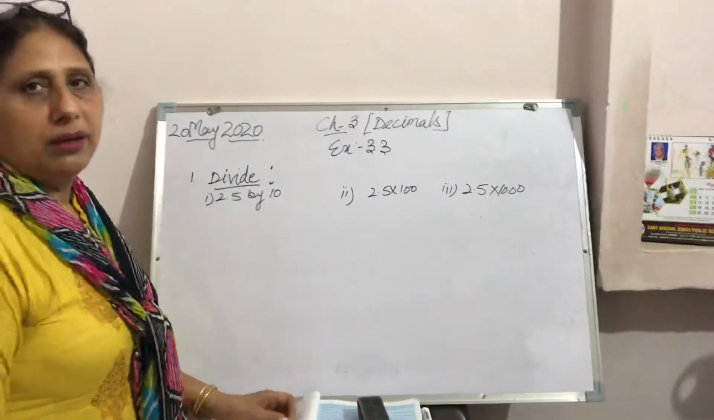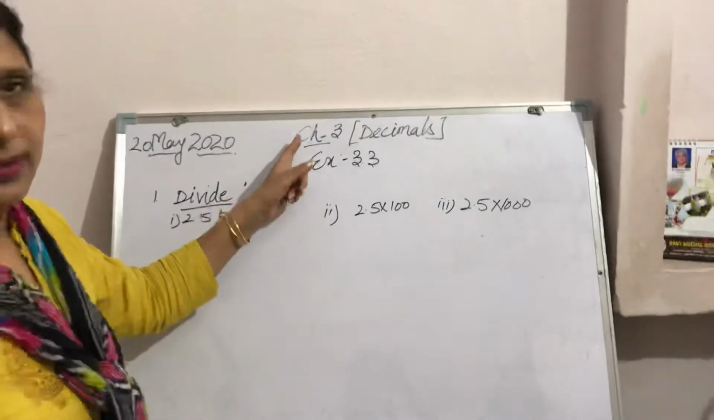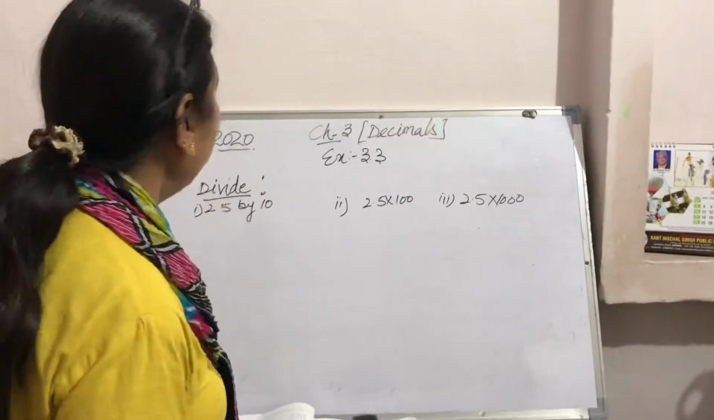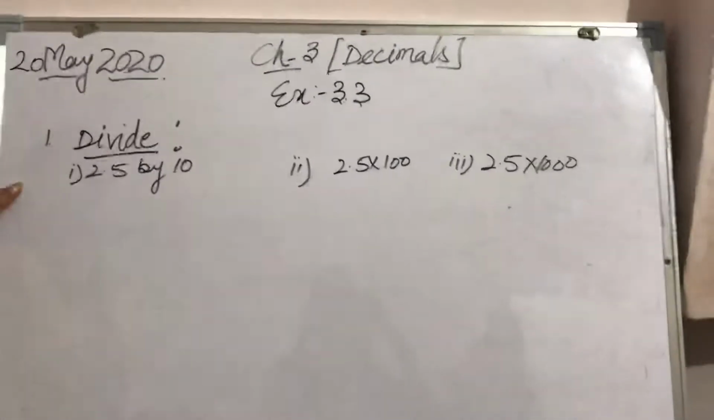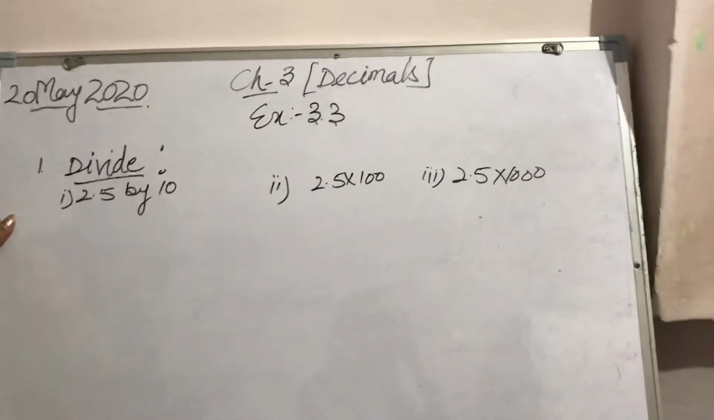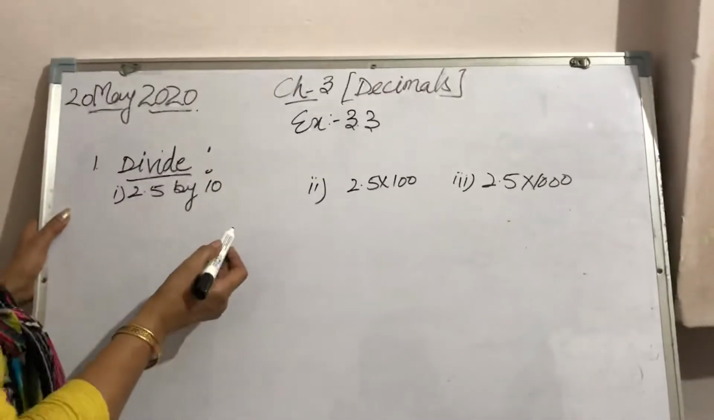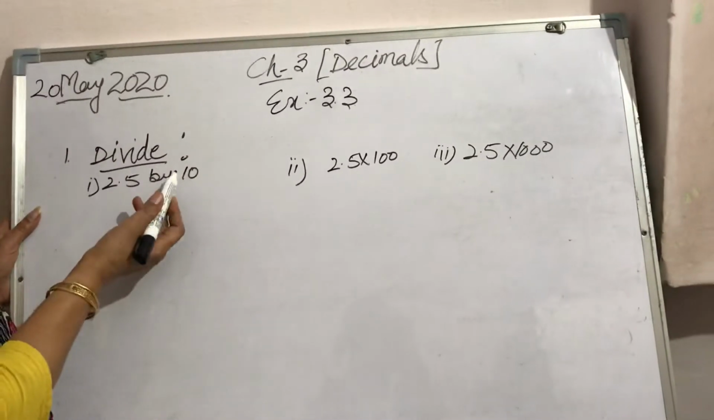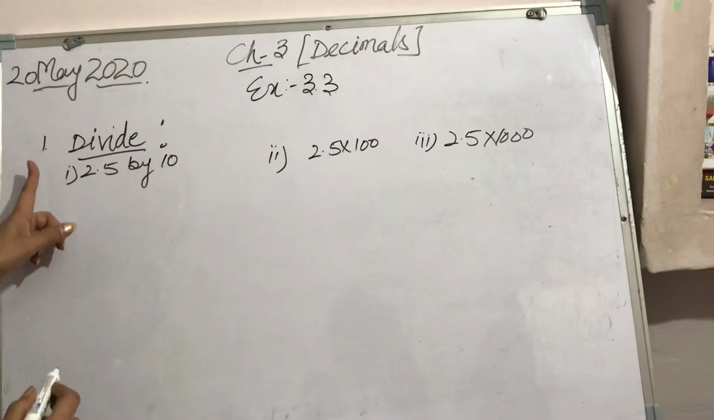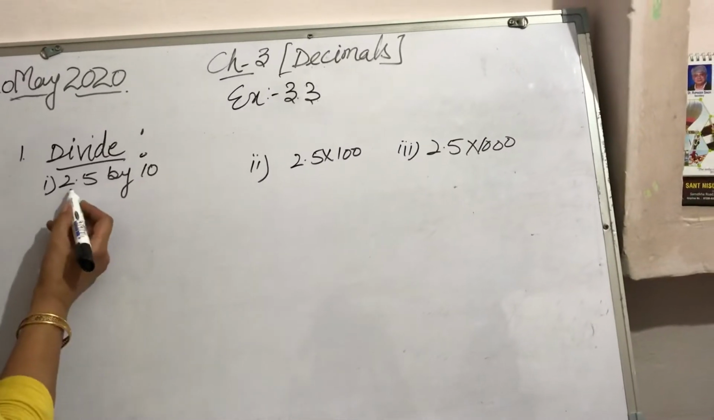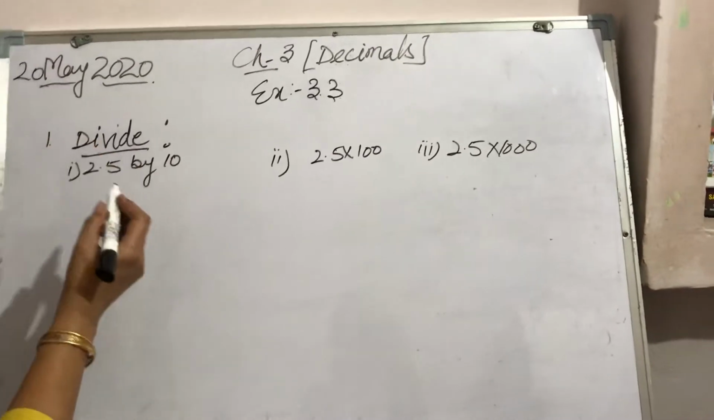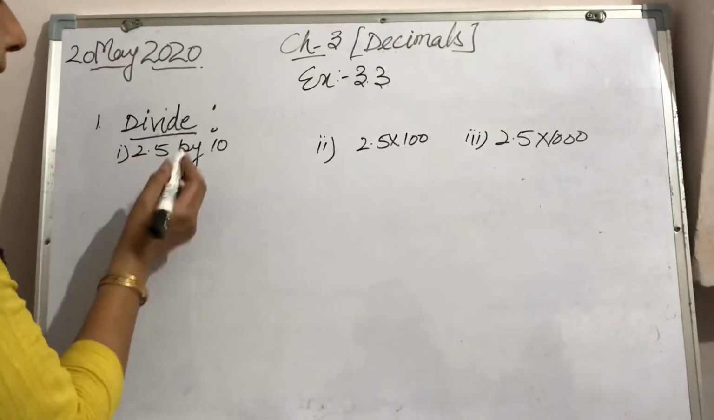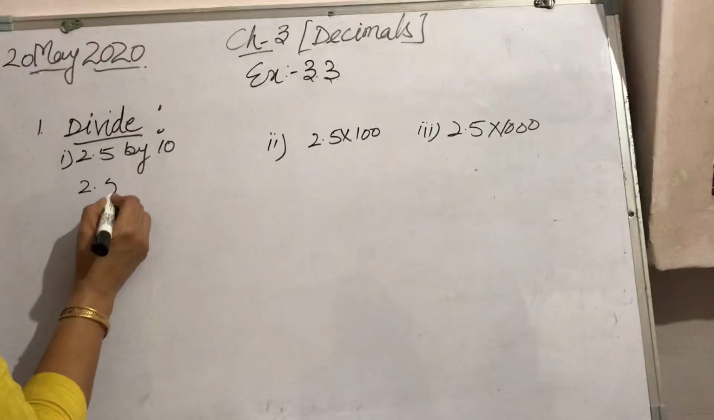Decimals: we have completed 2 exercises, and today we are going to start the third exercise of this chapter. Addition, subtraction and multiplication we have already done. In this exercise we'll do division. So the first part of the first question: divide 2.5 by 10. We have to divide, that's why we'll use the division sign first.